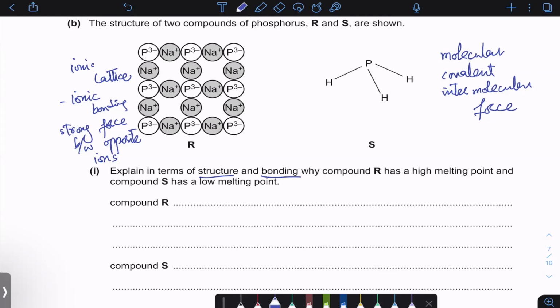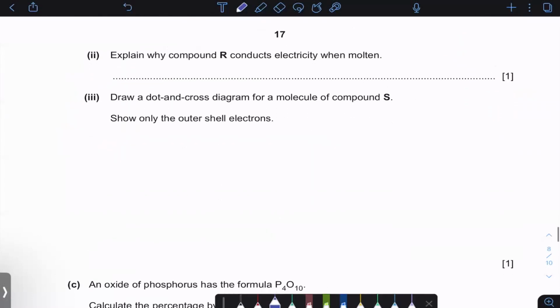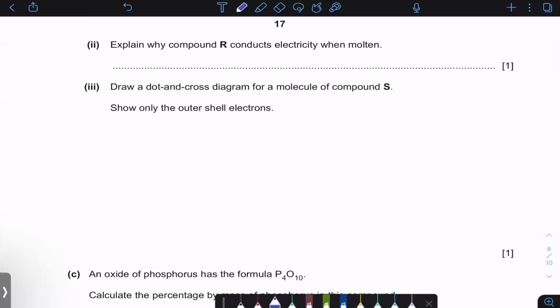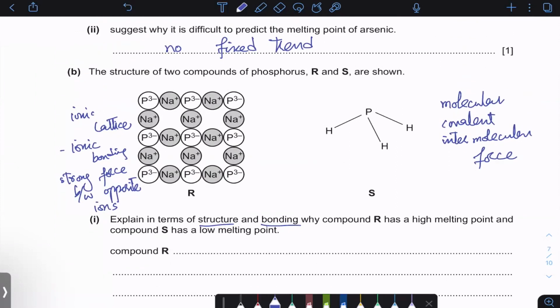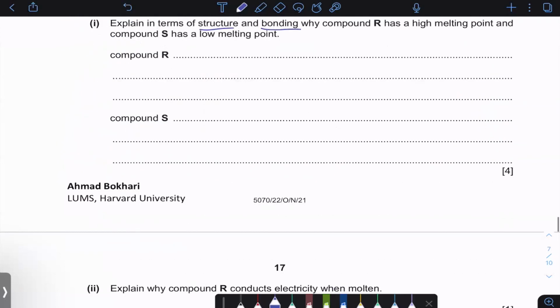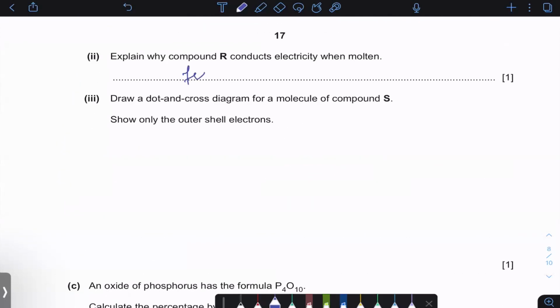that's important here. All right, explain why compound R conducts electricity when molten. So this thing, obviously the lattice breaks down when it melts, right? So now the ions are going to be free and that is why they conduct electricity. So free ions. Now here's the thing. दो mistakes जो बच्चे यहाँ पे करते हैं. पहली बात, वो ions की जगह electrons लिख देते हैं.